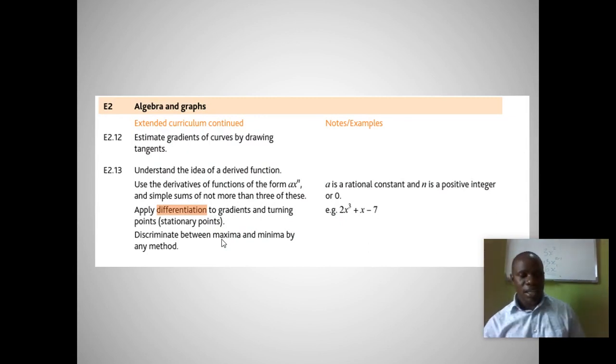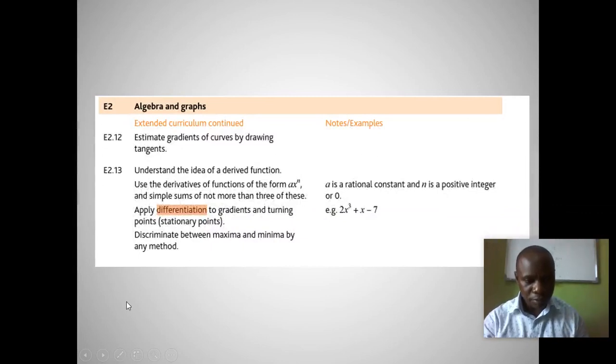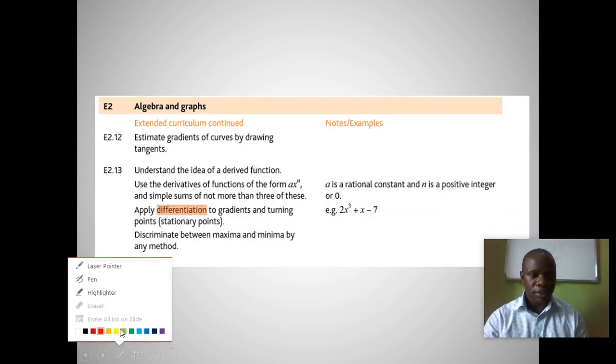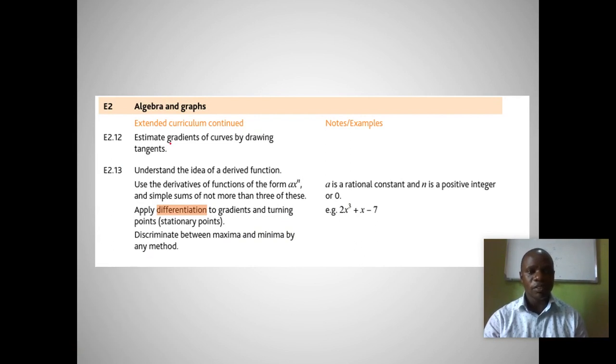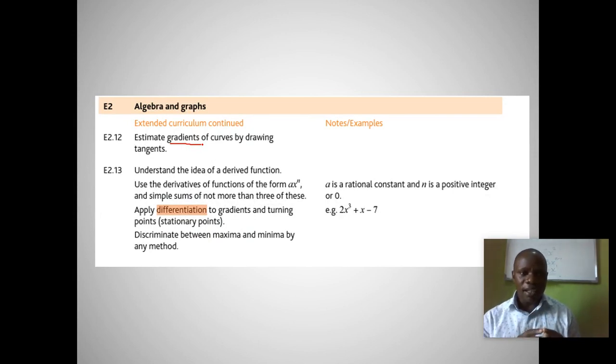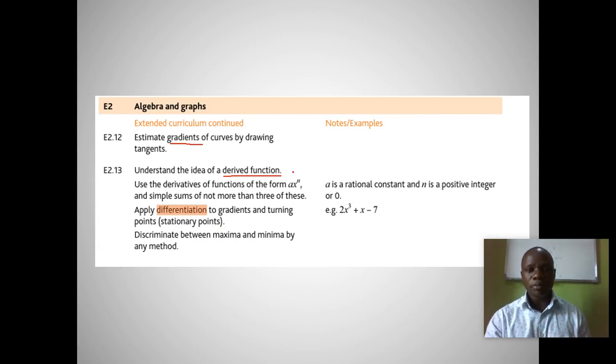We know this. But now, what are the syllabus requirements? Just a very quick one. These are the requirements here. So the syllabus requirement is, first of all, you should know that differentiation is a gradient. A gradient is the main thing. But then we also want to say this derived function, which is what you get after you differentiate, can actually be used to get your turning points.